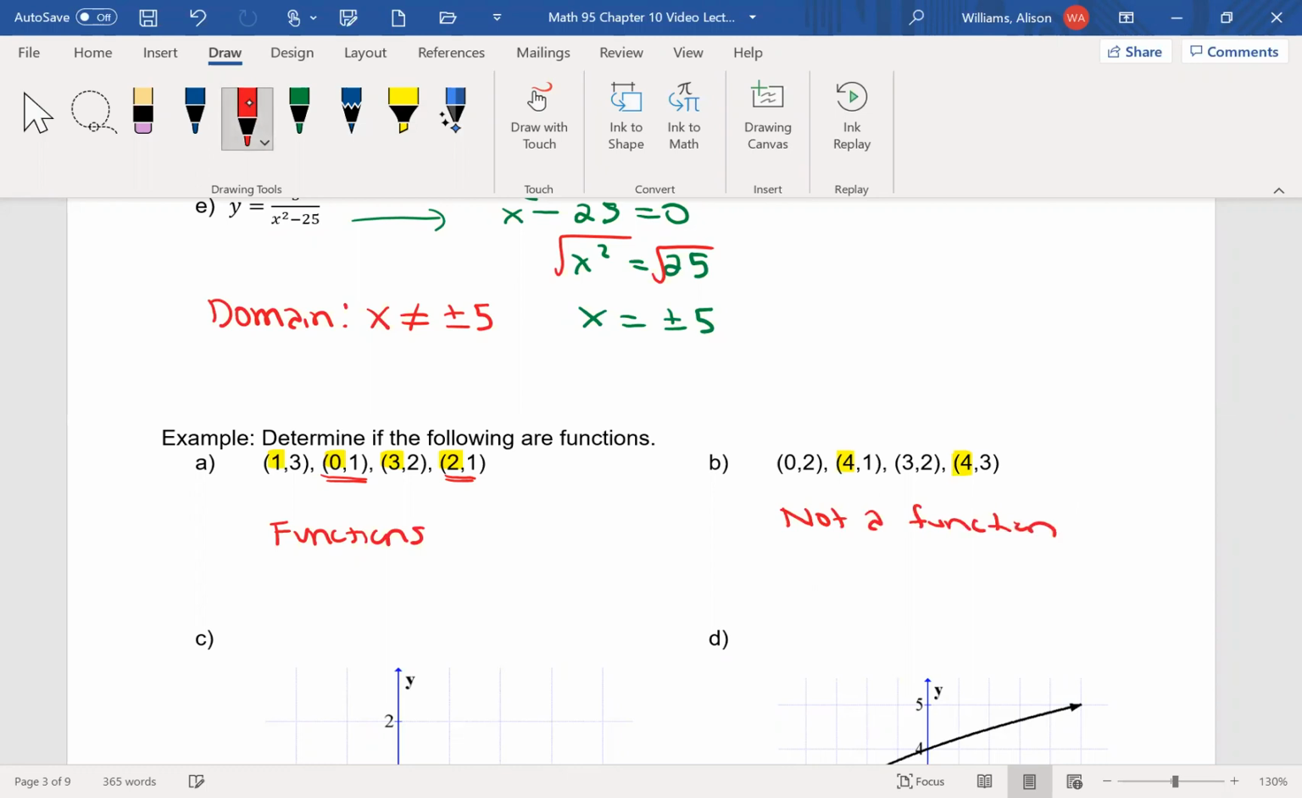So we're focusing in and making sure that the x values are only going to one y value. I'm not worried about repeating y values. Okay, that's okay. It's repeating x values that are a problem when I'm looking at this.